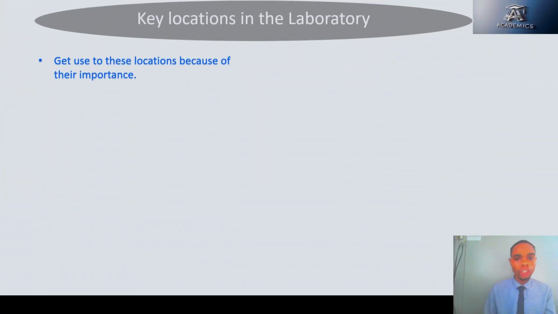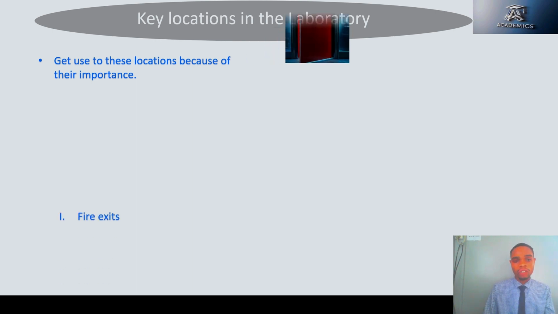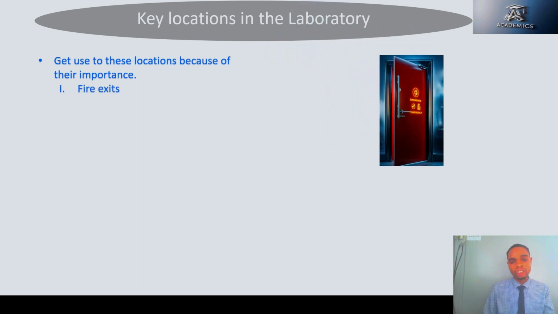So there are some key locations you have to locate in the laboratory. Immediately after entering the laboratory, these key locations are something you must locate in case there's an emergency. The first one is the fire exit. The fire exit is just like a door where you can run away if there's any fire outbreak.